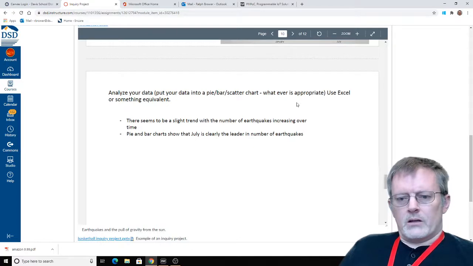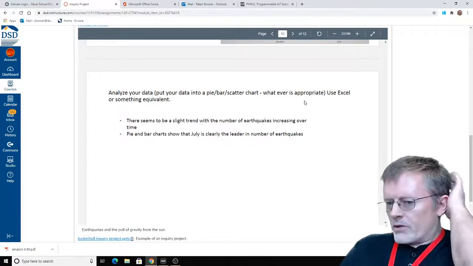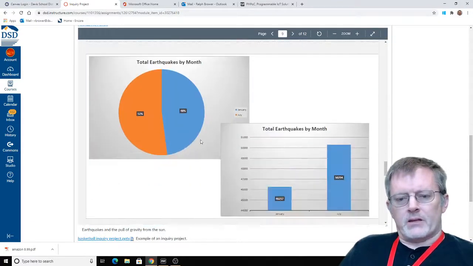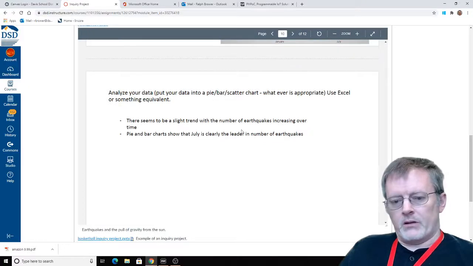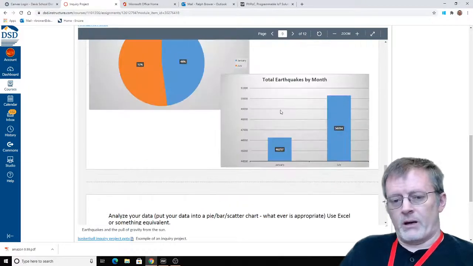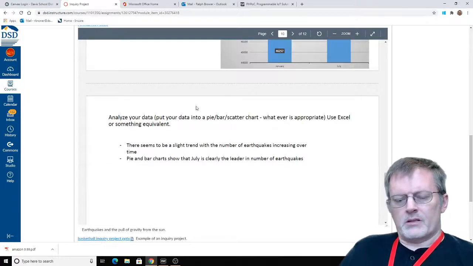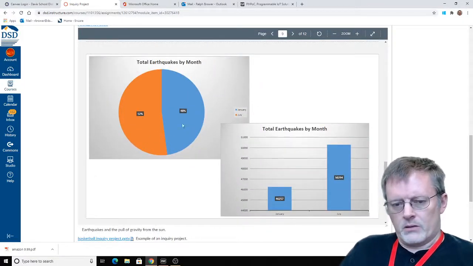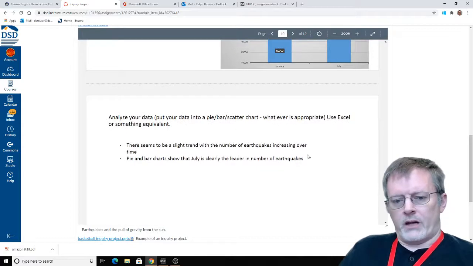Analyze your data. Whatever is appropriate, use Excel or something equivalent. Now I'm taking this data that I've already analyzed and I'm telling you about it. I actually told you about it while I was looking at it. So this is somewhat a redundant slide. If you want to do the same thing I did, which is just sort of tell me what this means, here I've kind of got a little summary of it.